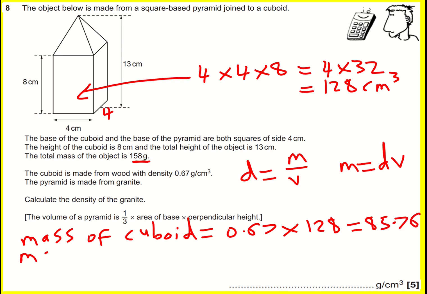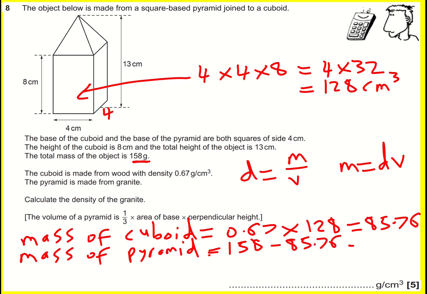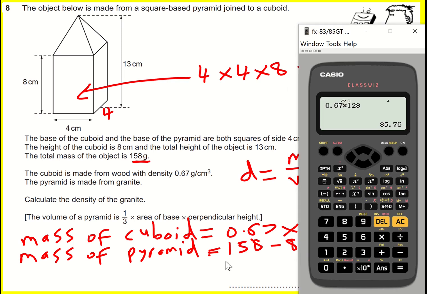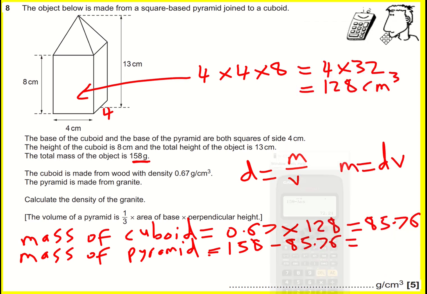Therefore, the mass of the pyramid will equal 158, that's the total, minus the mass of the cuboid. Let's see what we get for that. 158 minus the answer, 72.24. Okay, we're well on our way, because now we've got the mass of the pyramid.